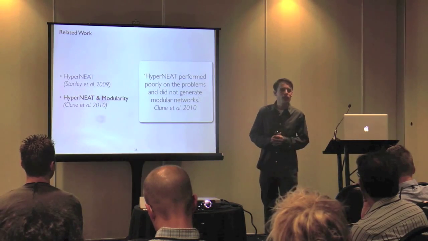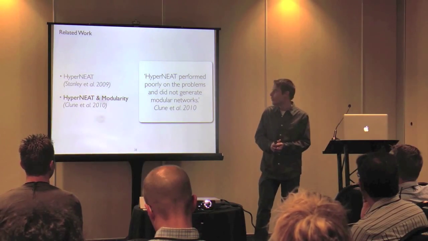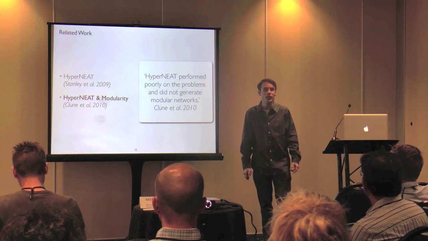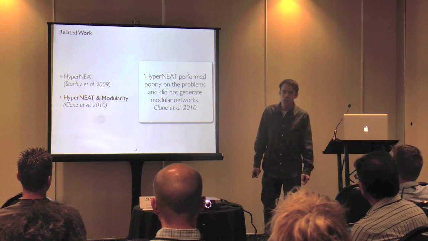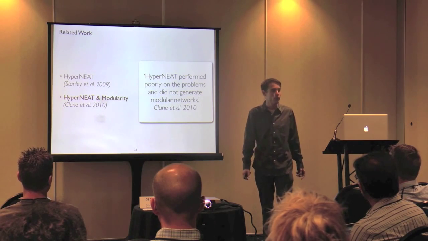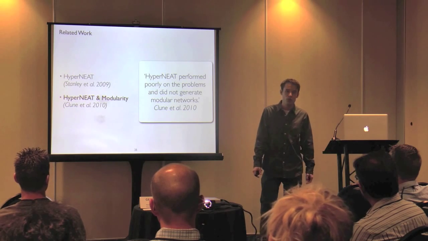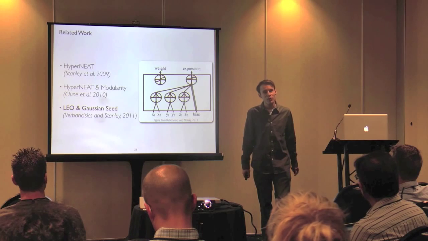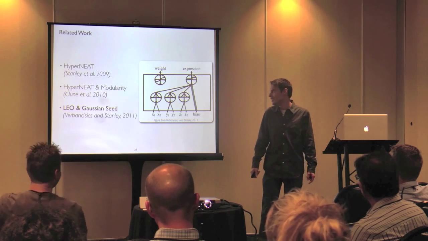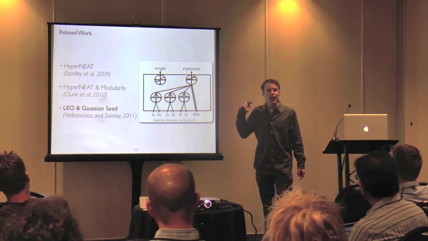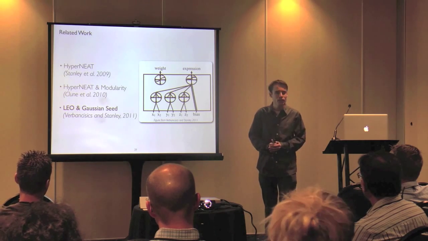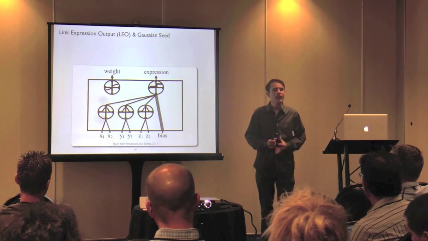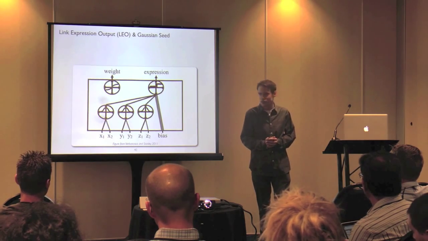So, one year later, disaster struck for HyperNEAT, as Clune et al. in 2010 at GECCO showed that HyperNEAT could not produce modularity. Or to quote, HyperNEAT performed poorly on the problems and did not generate modular networks. Luckily, Verbancsics and Stanley came to the rescue again one year later in 2011, where they had two very good innovations to make HyperNEAT produce modularity. Those were the link expression output and the Gaussian seed.